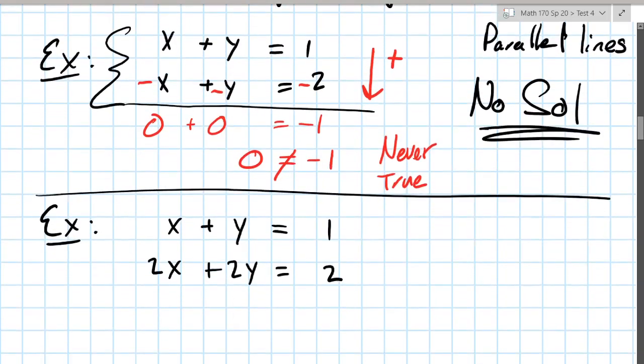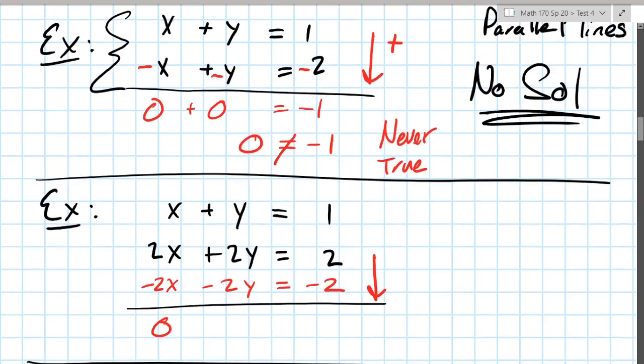For the next example, we have something very similar. We see x plus y equals 1 and 2x plus 2y equals 2. If I take the first equation and multiply it by a -2, that gives me -2x minus 2y is equal to -2. Now, if I add these two equations and eliminate the x's, I end up with 0x's plus 0y's is equal to 0. Well, 0 is equal to 0 is always true.